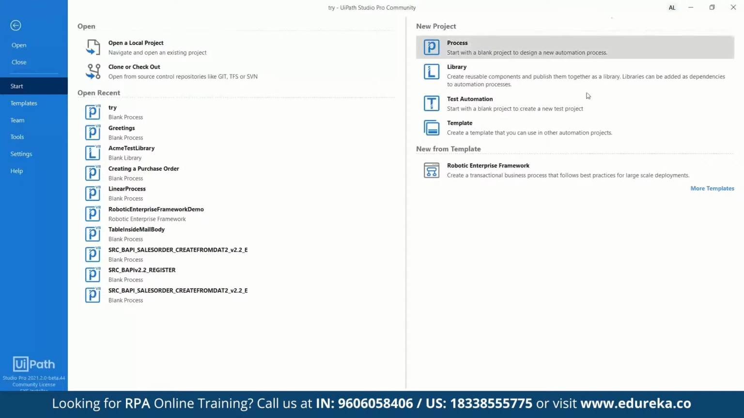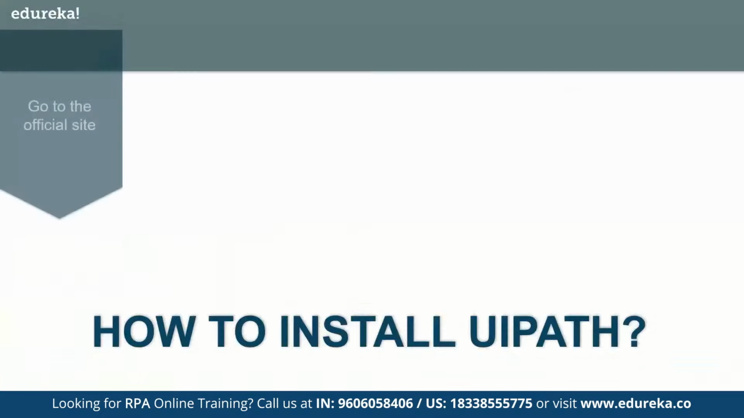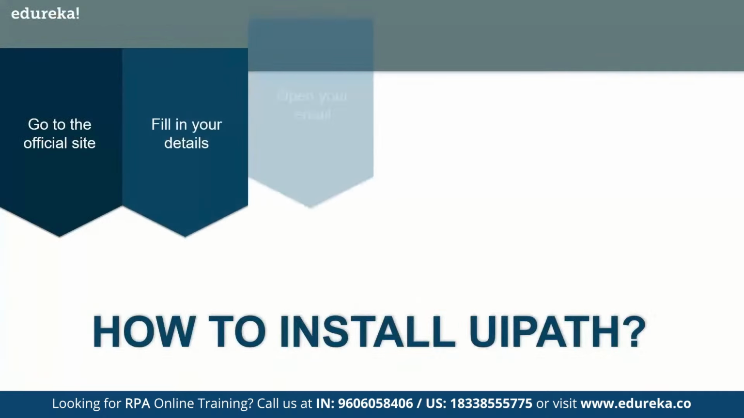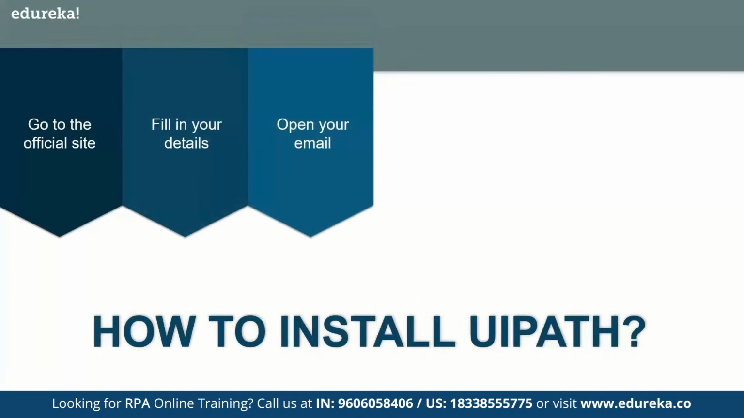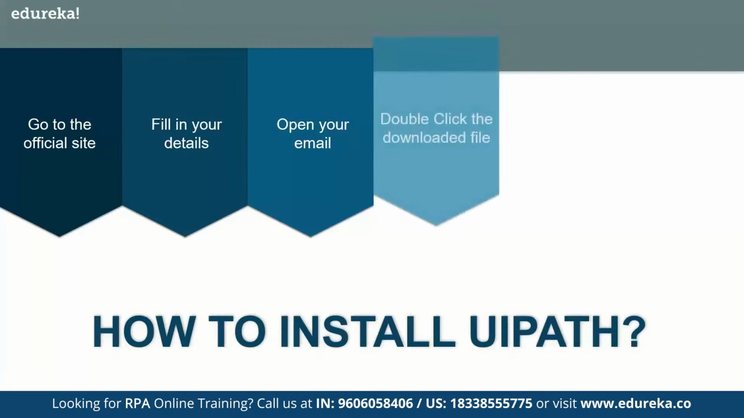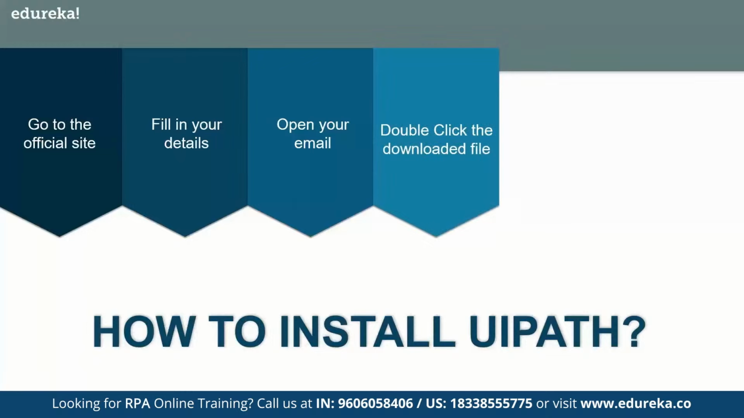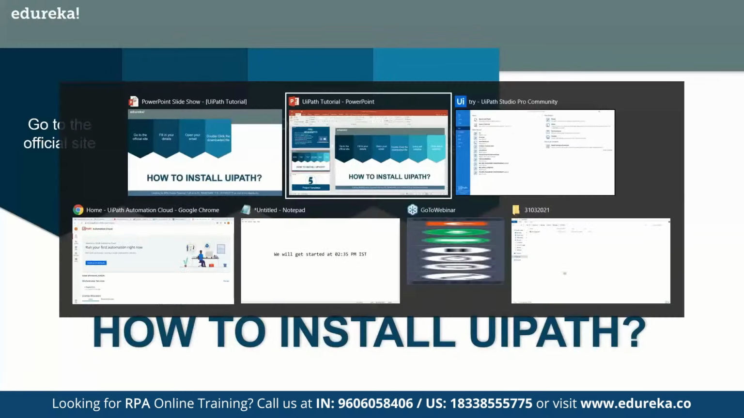So how to install? You have to go to cloud.uipath.com, the official website, and fill in your details. You need not open your email, as this process has been changed with the latest community edition. You don't need to open your email, just fill in your details. Once you fill in your details, you will land on the home page.